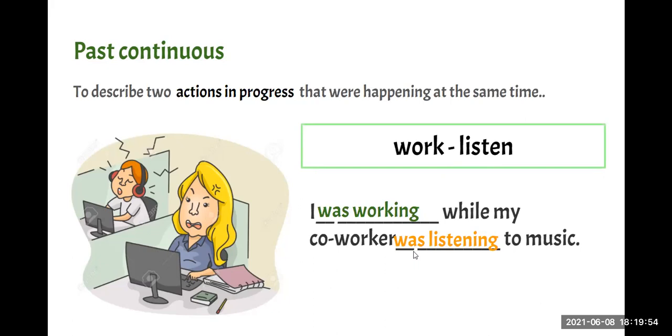Remember that these are two actions and both were in progress at the same time. Las dos acciones estaban en progreso, las dos acciones estaban pasando al mismo tiempo. Yo estaba trabajando mientras mi compañero estaba escuchando música. Okay? A word that is very common in this kind of sentence is while. Cuando queremos describir dos acciones que estaban pasando al mismo tiempo, podemos utilizar while. Okay?